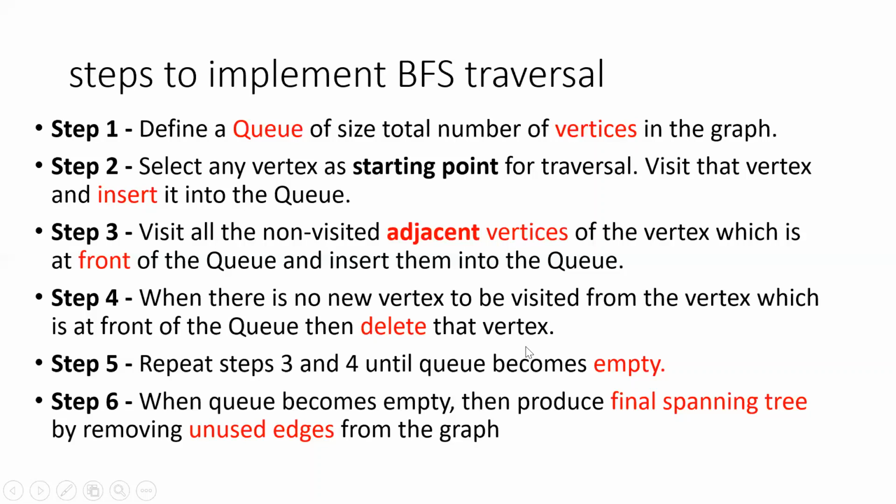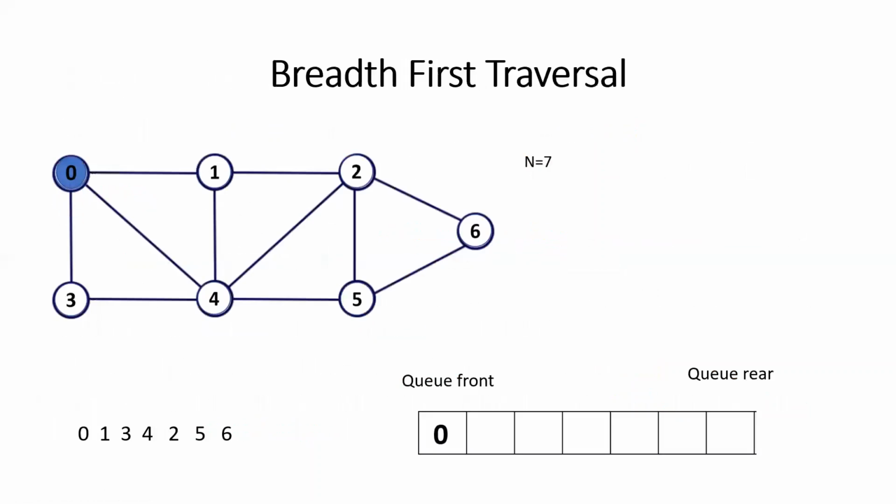So now we will move on to the explanation of that. Here in this graph, I am selecting vertex 0 as the starting vertex. Is it clear? Are all listening?